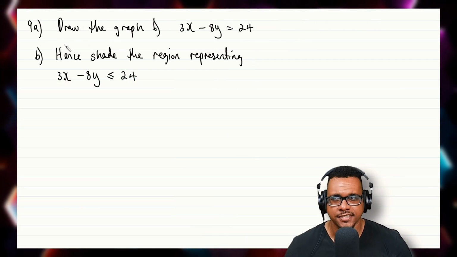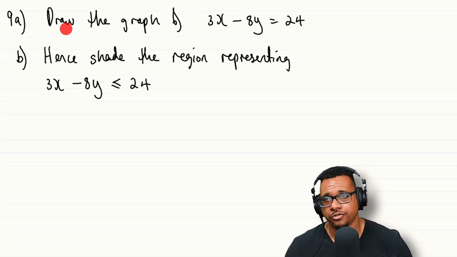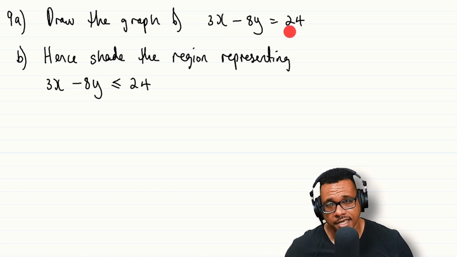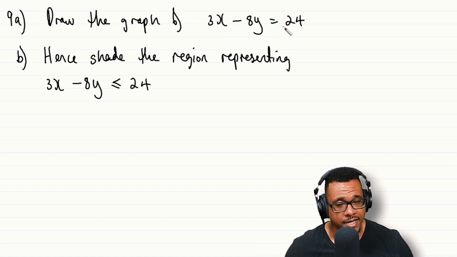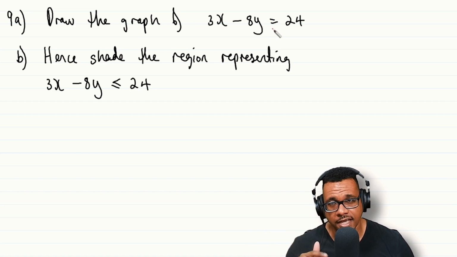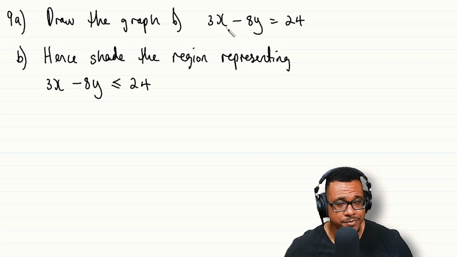So now let's look at this question. We have part A here. Draw the graph of 3x take away 8y is equal to 24. So how do we do that? Well, we can do it in two ways. We can put this in the form y is equal to mx plus c, get the gradient and the y-intercept and sketch the graph from that. Or we could find the x and y-intercepts and draw the line from that. So today I'm choosing the method of finding the x-intercept and the y-intercept and drawing the straight line.